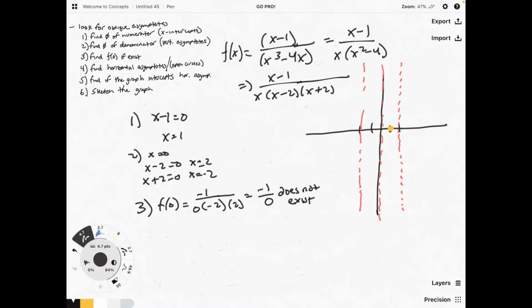Step 4, we go for horizontal asymptotes. Well, in this case, we know that the degree of the numerator is less than the degree of the denominator. And when the numerator is less than the denominator, then we know that y equals 0 is our horizontal asymptote. So we can draw that in.